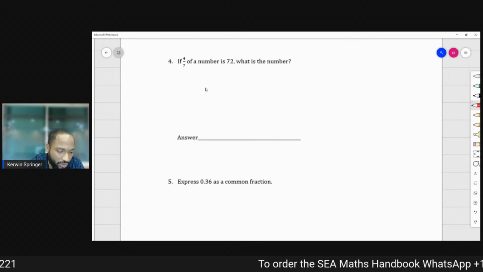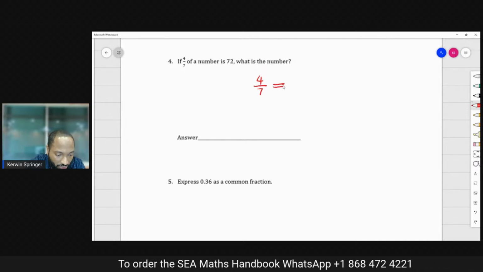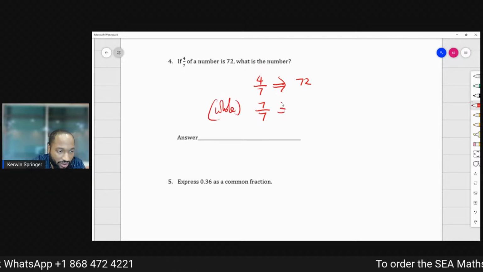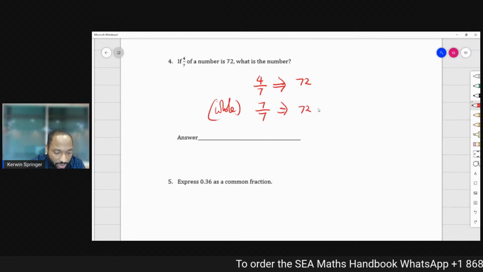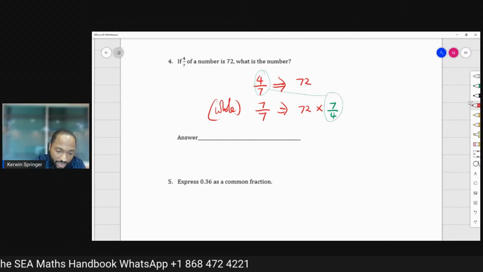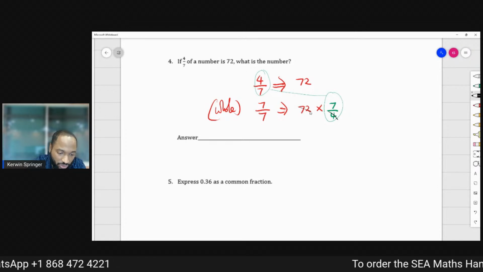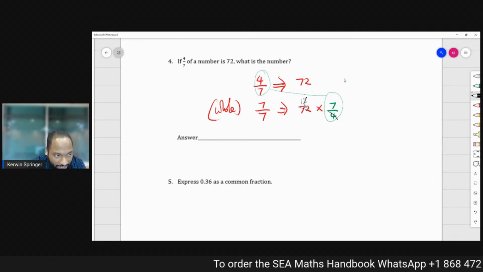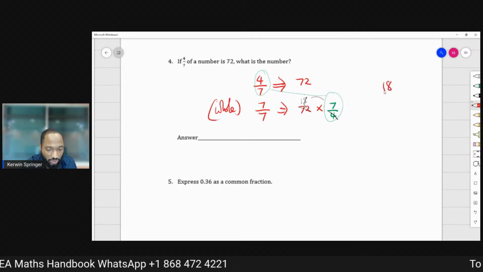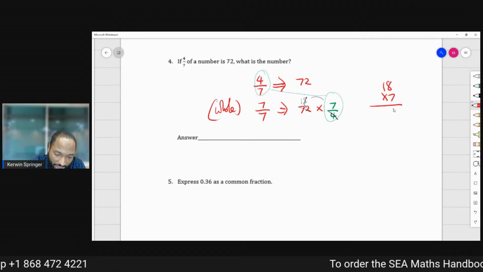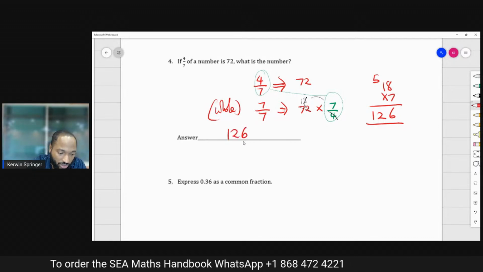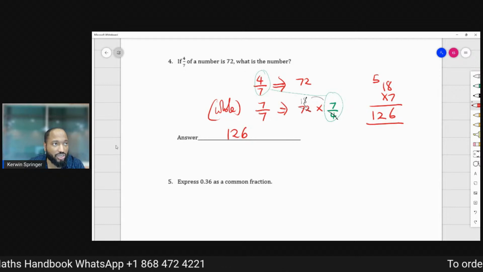If 4 sevenths of a number is 72, what is the number? So 4 sevenths is represented by 72. So finding the whole, this is a technique that will come guaranteed: 72 multiplied by, and you reciprocate this fraction, meaning you flip it. Now 4 can go into 72 18 times, and now we'll have 18 times 7. How much is 18 times 7? 7 eights are 56, 5 carried, 7 ones are 7 plus 5 is 12, so 126 is the answer. Everybody should know how to do that.